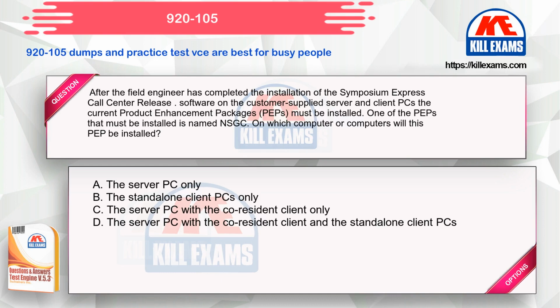Option A. The server PC only. Option B. The standalone client PCs only. Option C. The server PC with the co-resident client only. Option D. The server PC with the co-resident client and the standalone client PCs.